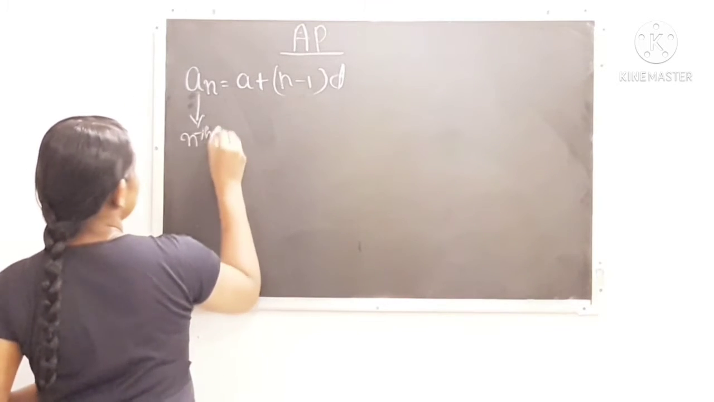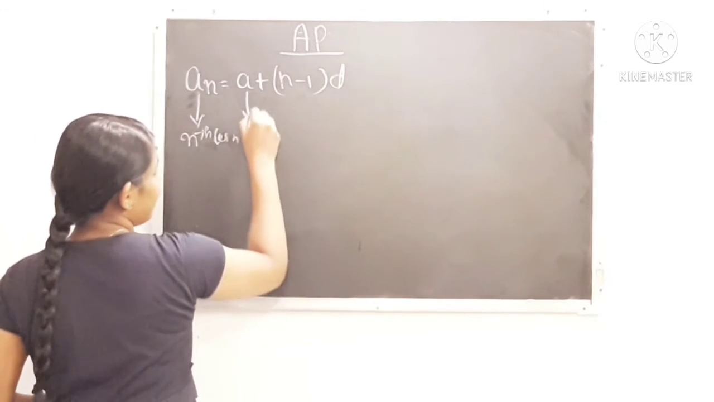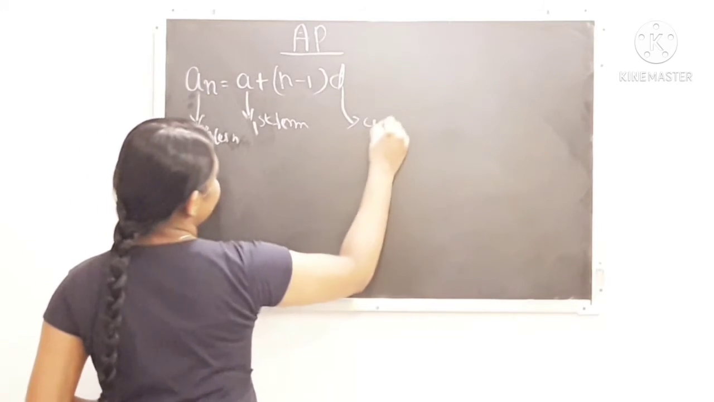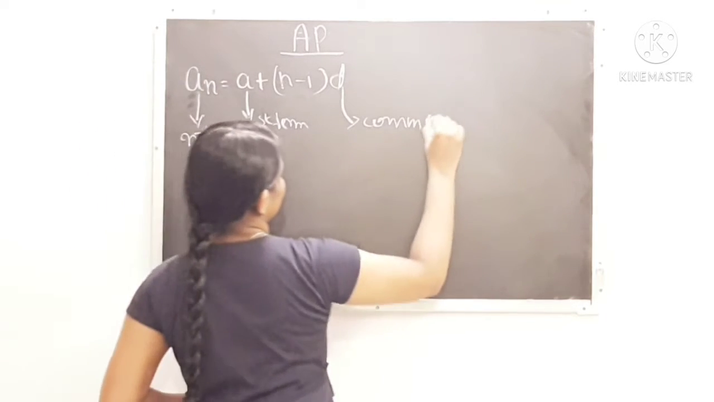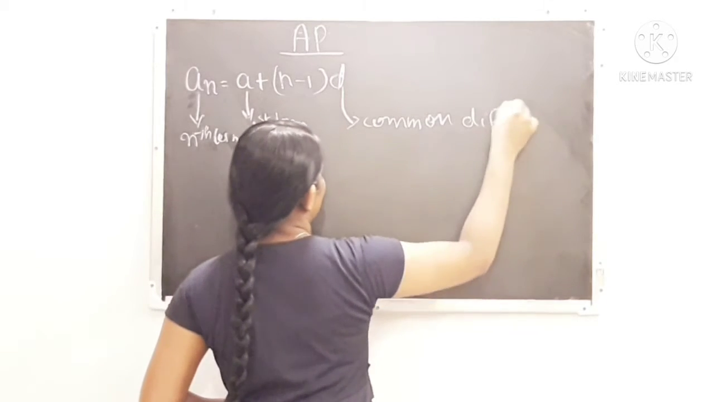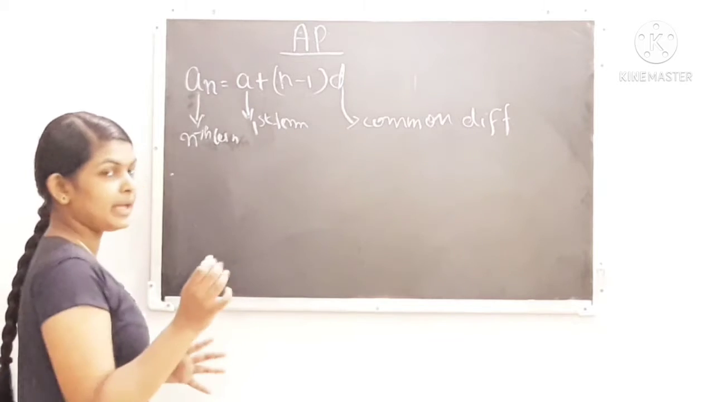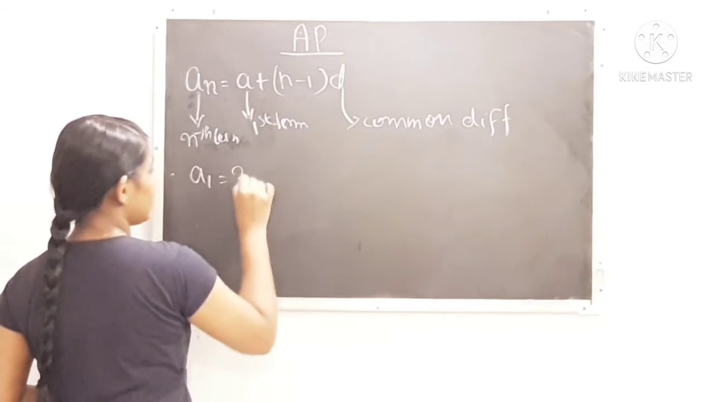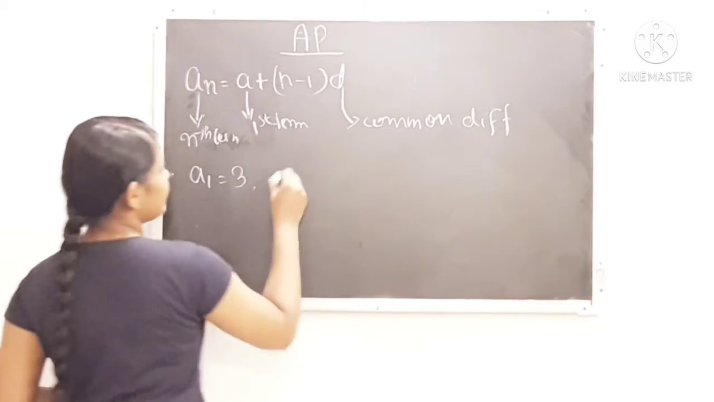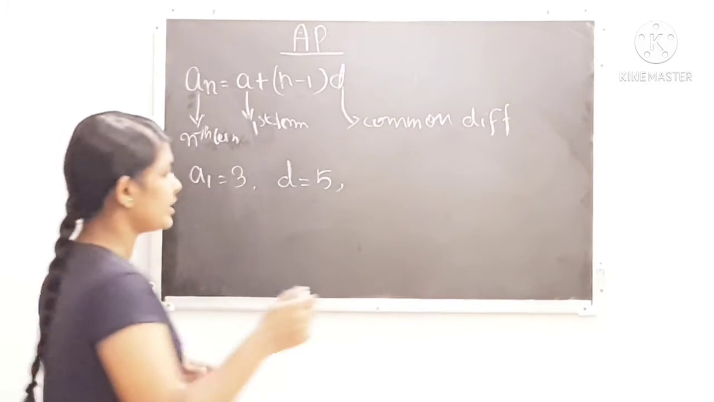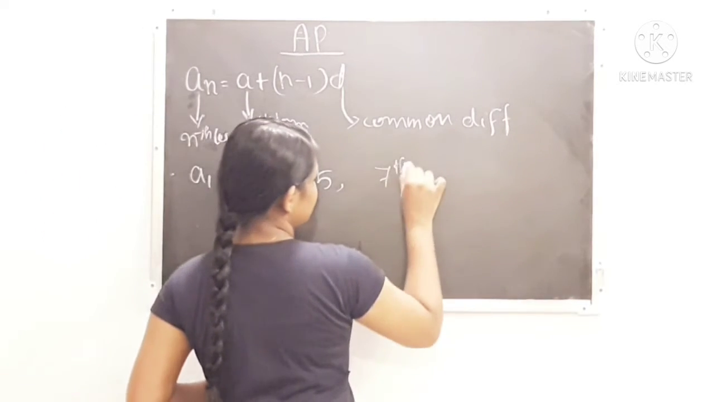This represents the nth term. A represents the first term of that AP, and d represents the common difference. We can take an example. Let us suppose that in an AP, the first element is given as 3, and the common difference is given as 5. So we need to find the 7th term.